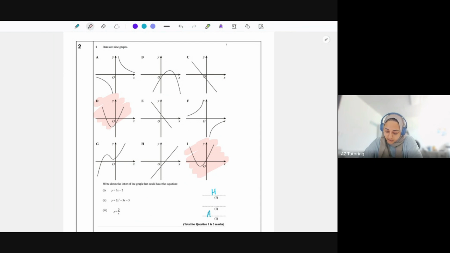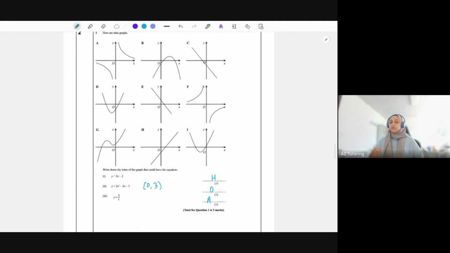Well, we can see that the end number is minus 3 on here, which means that it crosses the y-axis at minus 3, because if you substitute x equals 0 in, you get 0 minus 0 minus 3. So when x equals 0, y equals minus 3. So we need it to cross the y-axis at minus 3. So out of D and I, we can see it crosses minus 3 here. Here it crosses above 0, so it can't be that one. So therefore, it's D. There you go. That's that one.